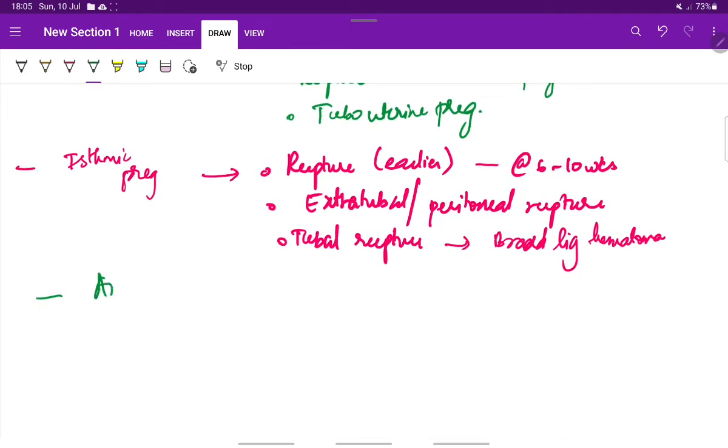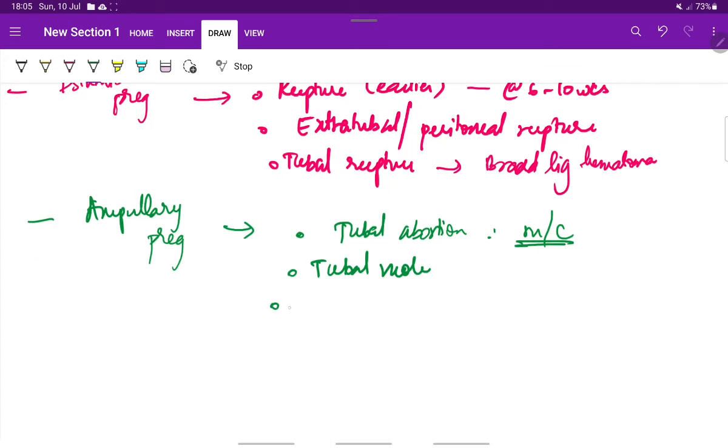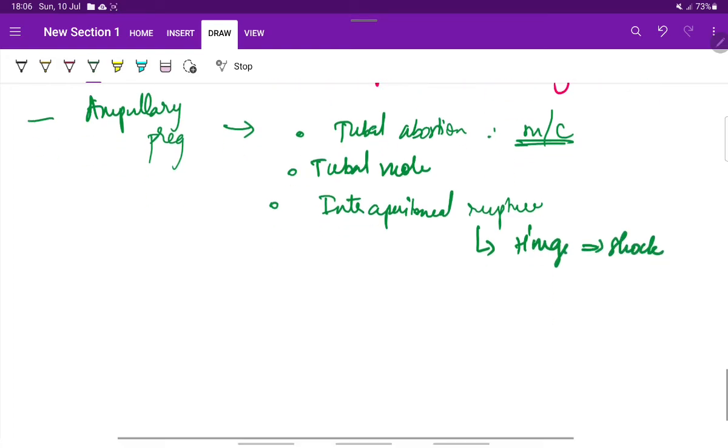Next is the ampullary pregnancy. The method of termination would be tubal abortion. This is the most common method of termination, or it could turn into a tubal mole due to intratubal rupture, or it can rupture into the peritoneum, which is intraperitoneal rupture. There will be profuse hemorrhage which can lead on to shock in these cases.